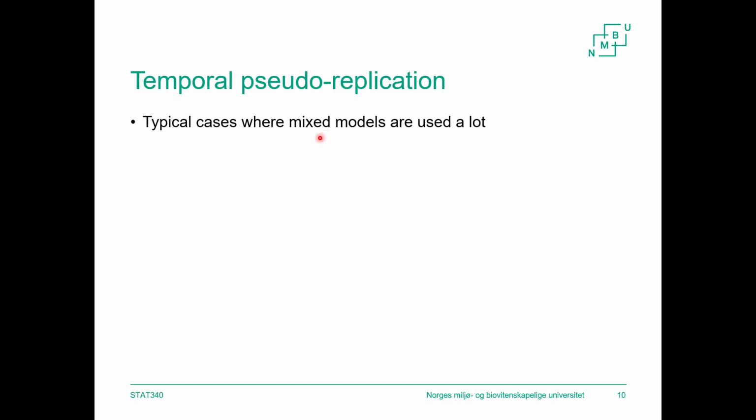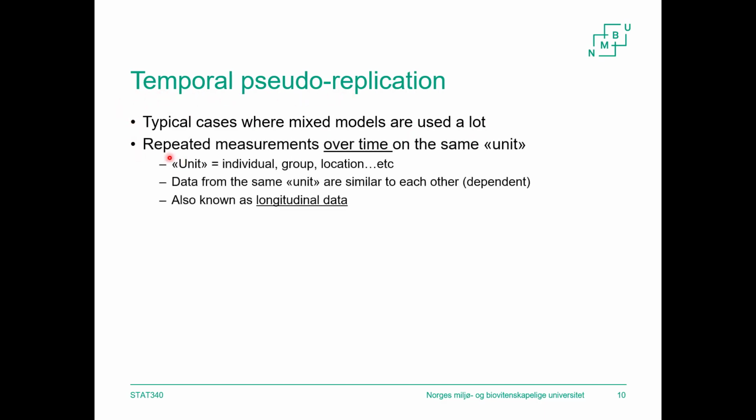Typical cases where mixed models are used a lot is this. Temporal, it means over time. And this is actually repeated measurements over time on the same unit. And what do I mean by unit here? It could be an individual, that's typical in medical applications, right? Where you follow the same person over time and you measure something on this person, the same person, right?